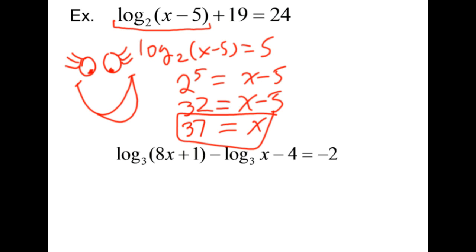Okay, let's solve one last problem here. In this last example, I've got log base 3 of 8x plus 1 minus log base 3 of x minus 4 equals -2. The first thing I say to myself is, well, golly, there's 2 logs on this left side, so how should I handle that? Well, we know that we can condense them into a single log, but there's something that you need to think about when you go to condense these.